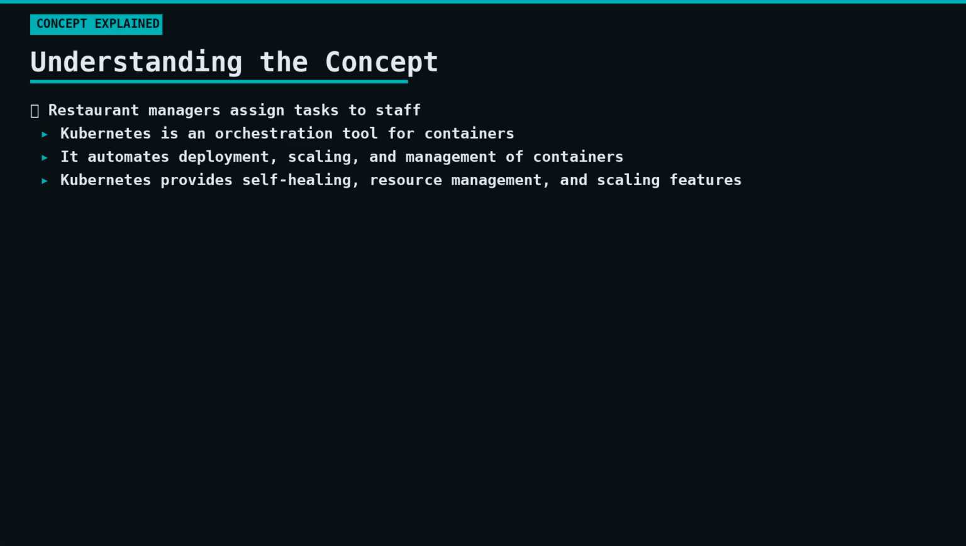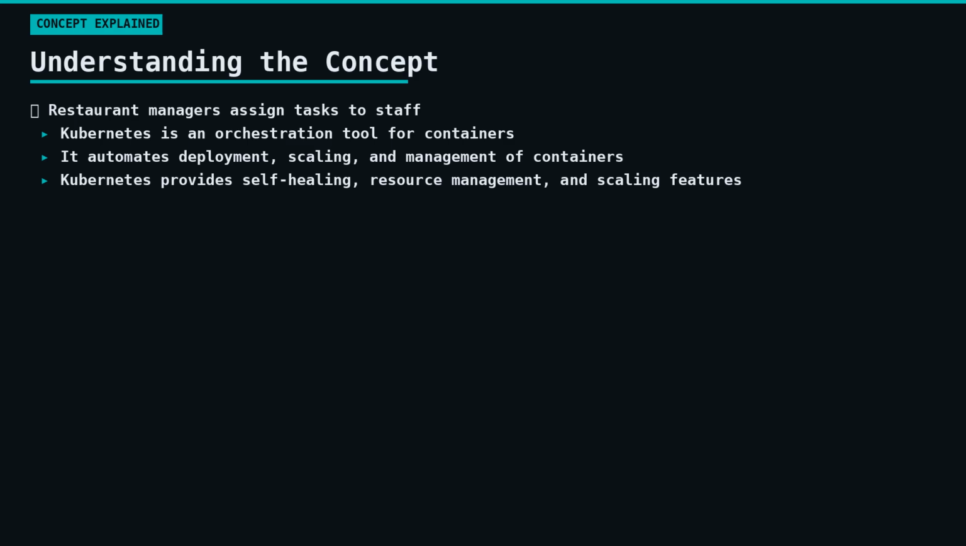Kubernetes is like a team of experienced restaurant managers who ensure that your kitchen runs smoothly. They assign tasks to the staff, manage ingredients, and ensure that orders are fulfilled on time. In the context of containerization, Kubernetes is an orchestration tool that automates the deployment, scaling, and management of containers. It's like having a personal assistant who takes care of all the tedious tasks, allowing you to focus on what matters most, developing your application.